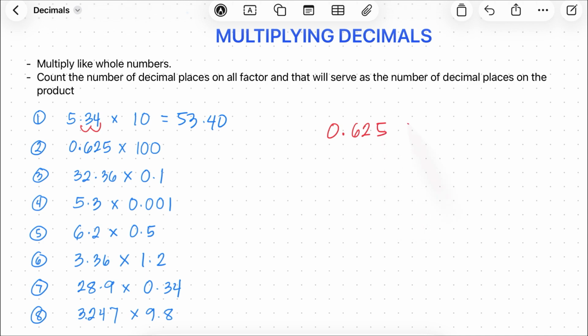Next example, we have 0.625 times 100. So I may just write this down as 625 times 100, which is 62,500, right? And then you will simply count the number of decimal places: 1, 2, and 3. So there are 3 decimal places. So our final answer would be 62.500 or just simply 62.5.